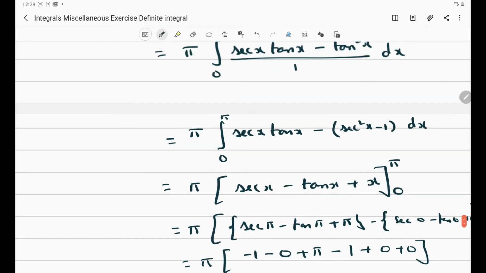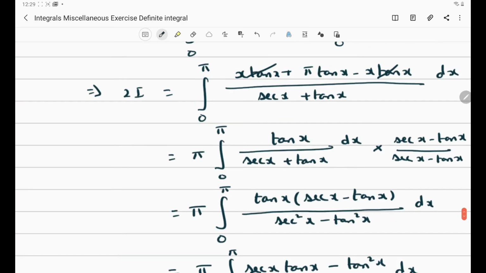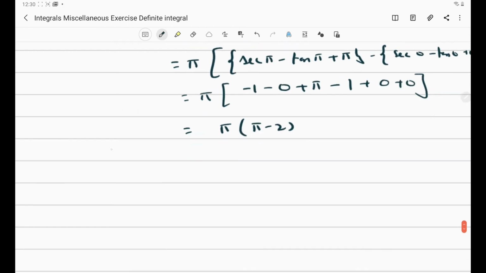So this will be the value of 2I. Therefore I equals pi by 2 into pi minus 2. So this will be the final answer.